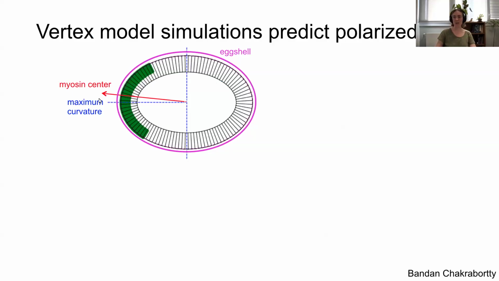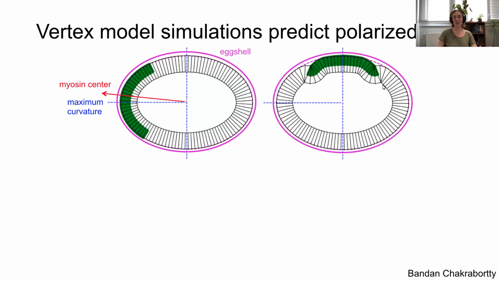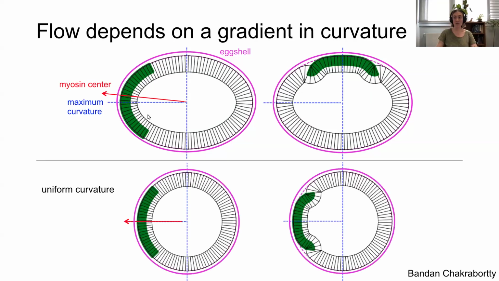My collaborator Banan Chakraborty created a vertex model simulation where he takes an elliptic embryo surrounded by a rigid eggshell and gives it some patch of myosin. And he sees that just allowing the embryo to equilibrate to its preferred shape leads to this type of clockwise flow that we see experimentally. And notably, if you get rid of the curvature gradient, so you have a perfectly round embryo, the patch of myosin won't move because there's no curvature gradient for it to flow down.